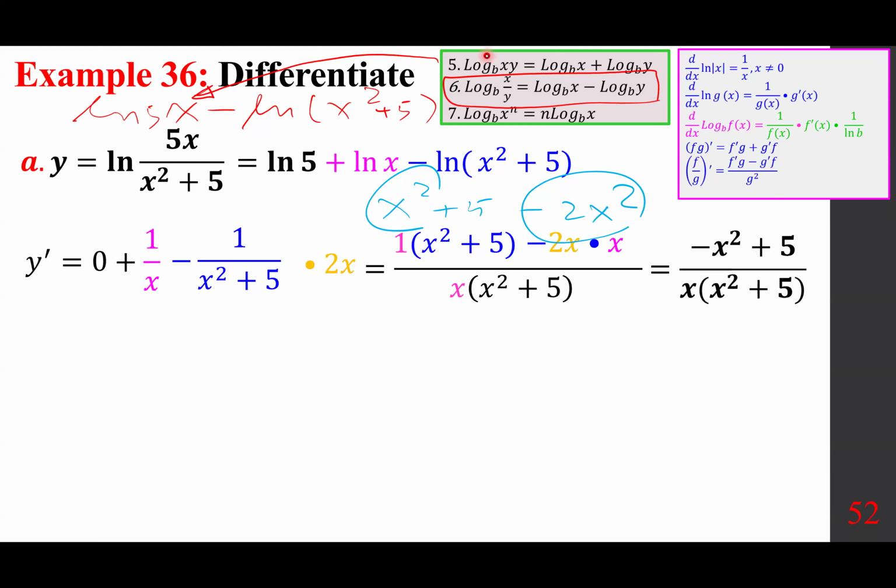All right, so that's pretty straightforward, everybody. A quick recap. Completely decompose the log. It makes it very easy to differentiate piece by piece. All right.